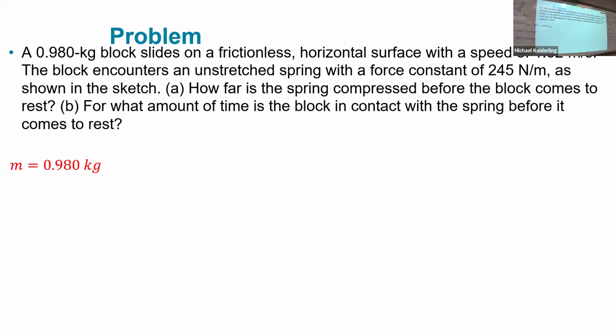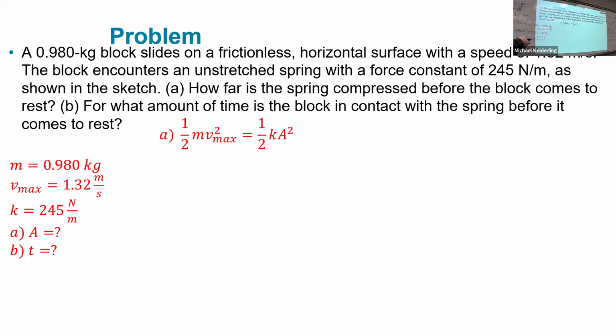So let's start with what we know. The mass of the block is 0.98 kilograms. The maximum velocity of this oscillation is 1.32 meters per second. K is 294 newtons per meter. We want to find the amplitude, how far the spring is compressed before the block comes to rest. And we want to find the time it takes to complete what would be a quarter cycle. Go from the middle to a peak.